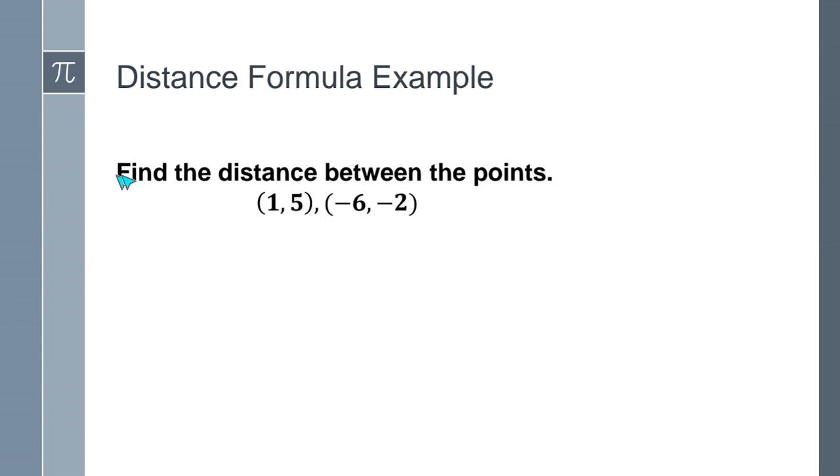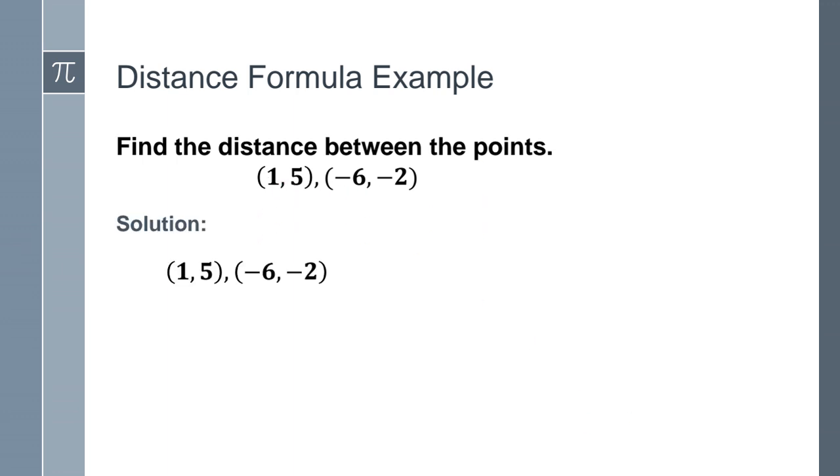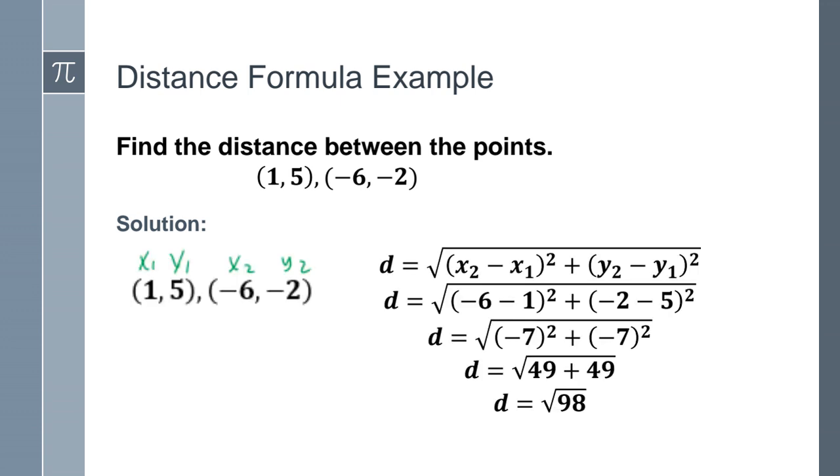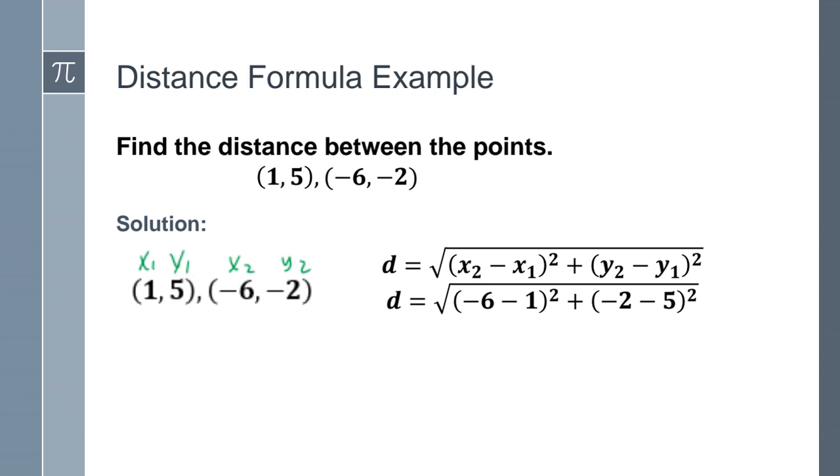Here we have find the distance between the points. So here are my 2 points. The first thing that I encourage my students to do is to label these as x1, y1 and x2, y2. Or you can label it as x2, y2 and x1, y1. It doesn't matter which way you label as long as they both have the ones or they both have the twos in that same ordered pair. Okay, so we want to go ahead and replace them. So here we have x2, which is -6, minus x1, which is 1. And then we're going to have y2, which is -2, minus y1, which is 5.